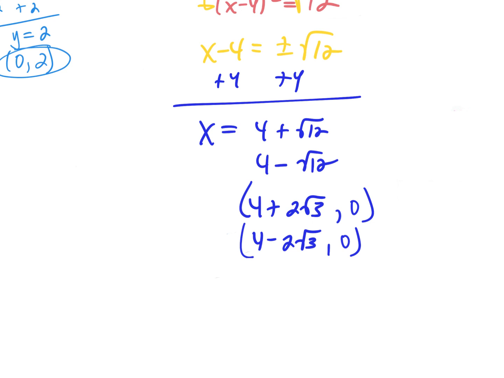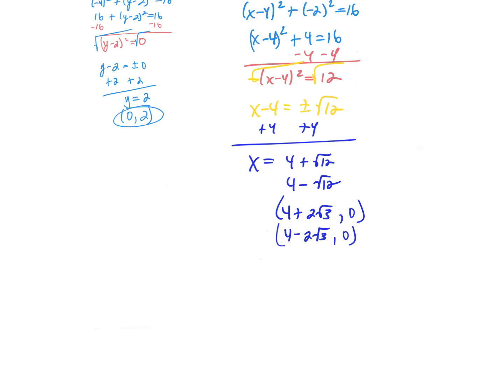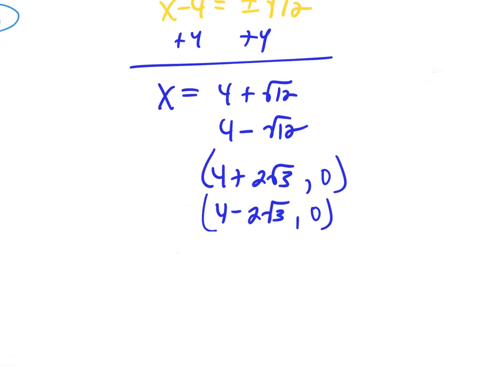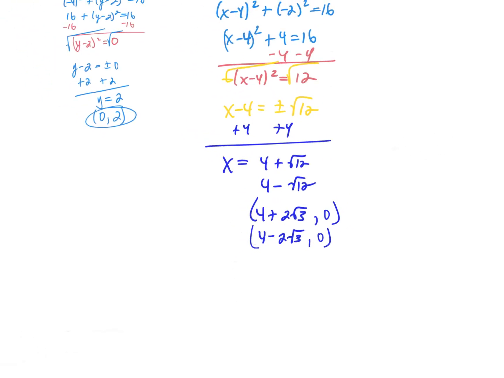95% of the time when you do this, you're going to get two answers because you're starting off with a squared. Just that first one ended up where it was zero. That's why it wasn't plus or minus anything. Am I going to ask you to graph something like this? Absolutely not. But algebraically, we should be able to work that out.